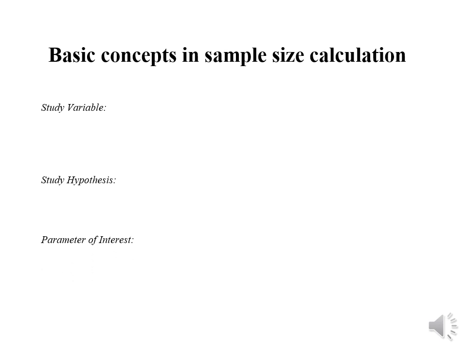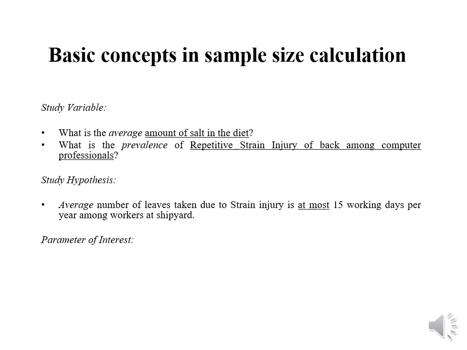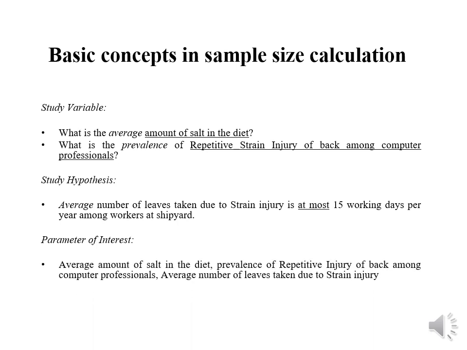Study hypothesis, as I've said, the hypothesis is a claim, and there are two types of hypothesis: null hypothesis and the alternate hypothesis. Null hypothesis usually says that there is no difference. Alternate hypothesis says that there is a difference. Let's see an example. Average number of leaves taken due to strain injury is at most 15 working days per year among workers at a shipyard. Here the researcher is making a claim that due to the strain injury, at most 15 working days are taken as leave by the workers at the shipyard. Parameter of interest: the average amount of salt in the diet, prevalence of RSI injury of back among computer professionals, average number of leaves taken due to strain injury. These are the parameters of interest. These are the characteristics that we want to investigate.